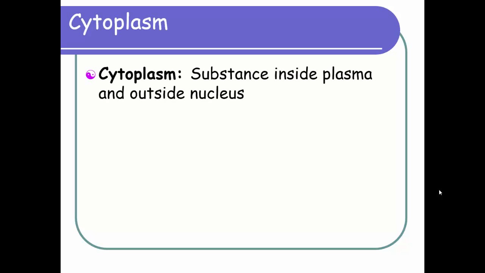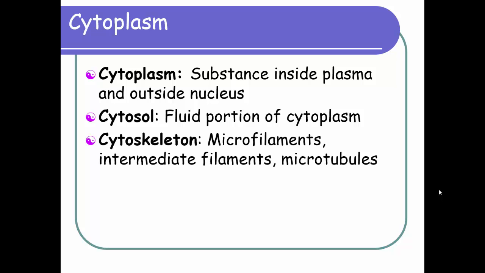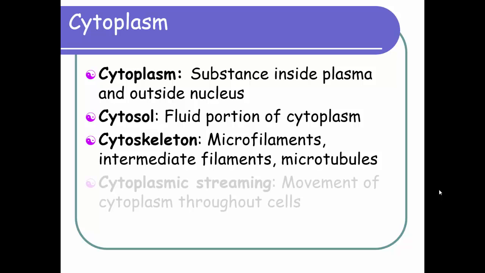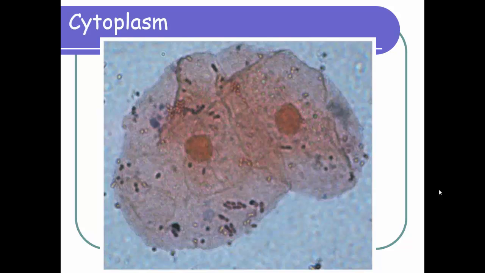The cytoplasm, again, is everything inside the plasma or cell membrane, but outside the nucleus. The cytosol is the fluid portion of the cytoplasm and is primarily made of water. In eukaryotic cells, because they are larger than prokaryotic cells, we will have cytoskeletons, which are comprised of microfilaments, intermediate filaments, and microtubules. We also will see a circulatory motion that's known as cytoplasmic streaming that will allow movement of the cytoplasm throughout the cell. Here's a stained picture of cheek cells showing the nucleus and the cytoplasm.